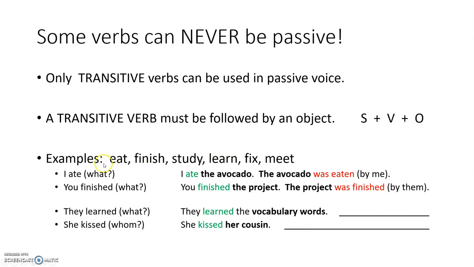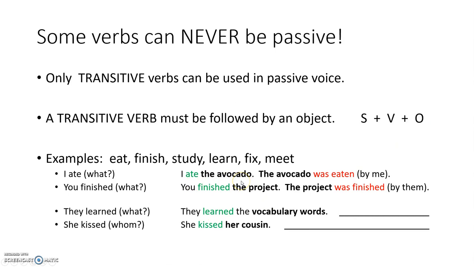Here are some examples of transitive verbs: eat, finish, study, learn, fix, meet. With all of these verbs, you need to have a subject, of course, and very often you have an object that comes after the verb. I ate what? You finished what? They learned what? She kissed whom? I wanted to put at least one example with a person. Remember, an object often answers the question what or whom. Who or whom.